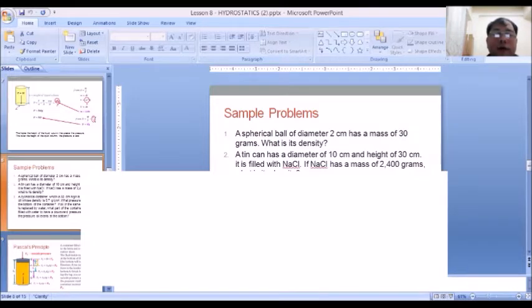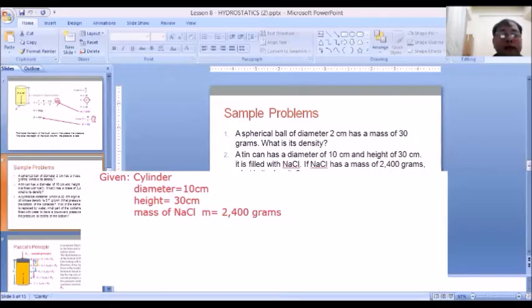So we are not looking for the can. However, the sodium chloride is placed in that particular can. So the NaCl's volume is not given. However, the container that holds it is in the form of a cylinder, and this is the dimension of our cylinder. Diameter and height are provided. So what we want to find in this problem is the density d of our NaCl.